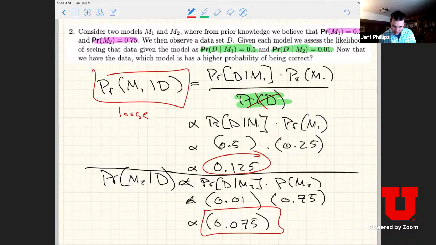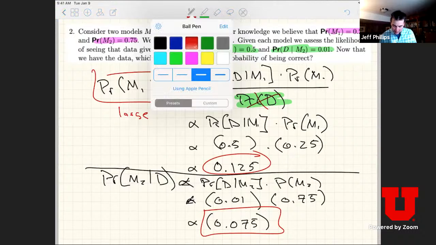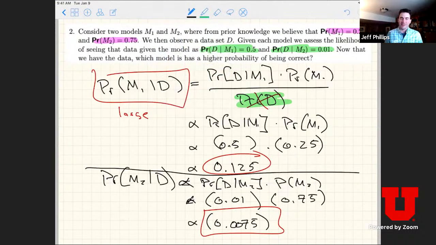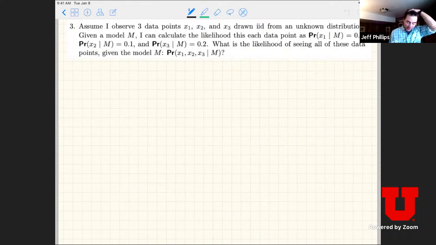Oh, yeah, there's an extra 0 here, as Hassan is pointing out. Thanks. Great. It's still smaller. Okay, great. So this is an application of Bayes' rule. Again, Bayes' rule is an important thing that you'll probably want to know on the exam.